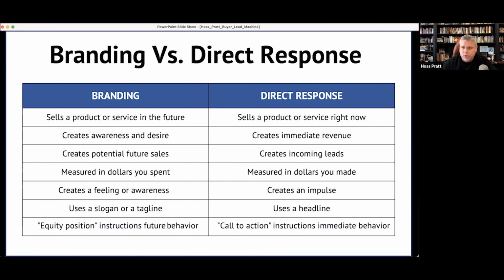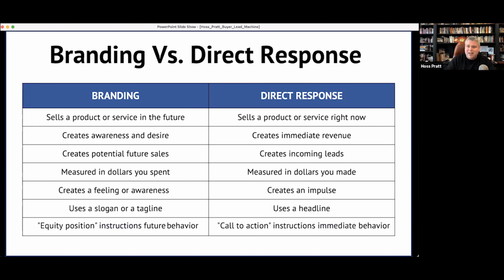I don't want results in 6 months. So we want to leverage direct response to get people to respond immediately. As soon as a message goes out, a direct mail piece goes out, we want them to pick up the phone and reach out to us, because this sells a product or service right now. It creates immediate revenue, creates immediate incoming leads. It's measured in dollars that you made. It creates an impulse.